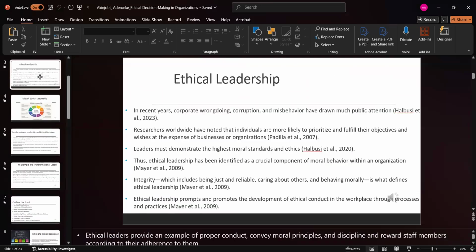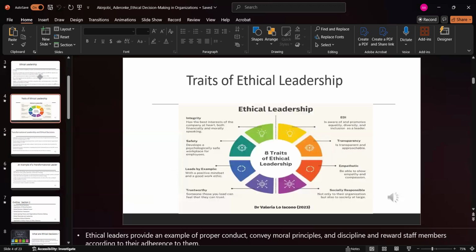So in recent years, corporate wrongdoing and corruption has drawn much public attention to ethical leadership and ethics in organizations. Researchers worldwide have noted that individuals are more likely to prioritize personal objectives over business or organizational objectives. However, there is an expectation that leaders must demonstrate the highest moral standards and ethics. Thus, ethical leadership has been defined as a crucial component of moral behavior within an organization. Ethical leaders are expected to promote the development of ethical conduct in workplaces through processes and practice.